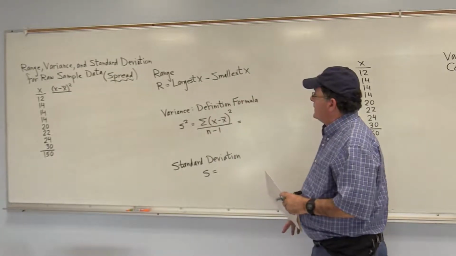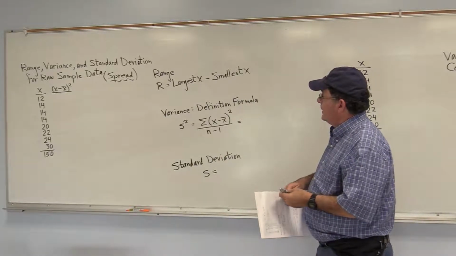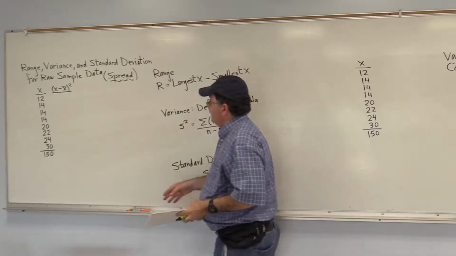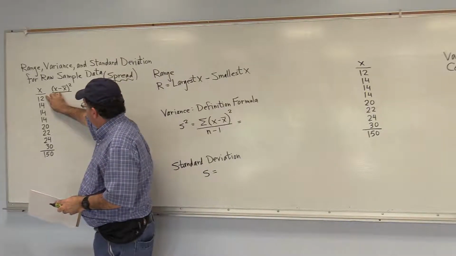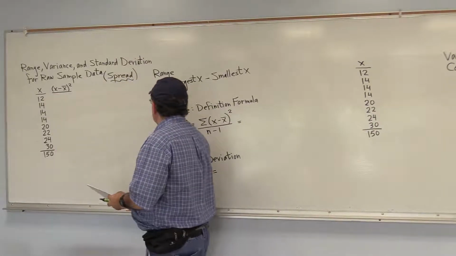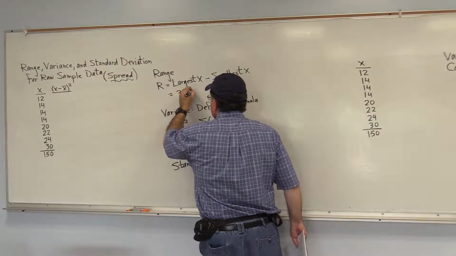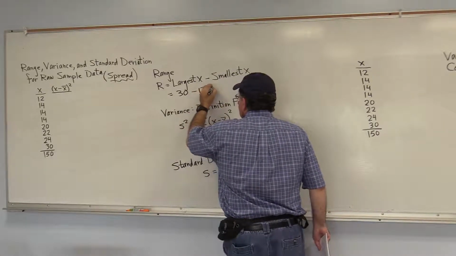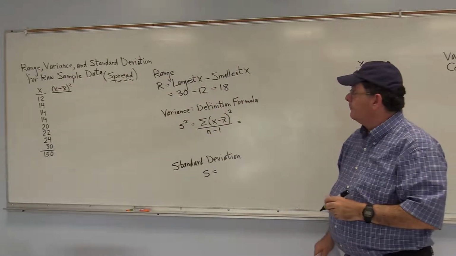The easiest of these to calculate is the range. And the range is defined simply to be the largest x value minus the smallest x value. Now, here we have our table of x values from the previous tutorial. They are arranged in numerical order from lowest to highest. So we see that the largest x value is 30 minus the smallest x value, 12. So 30 minus 12, that's 18. So the range is 18.